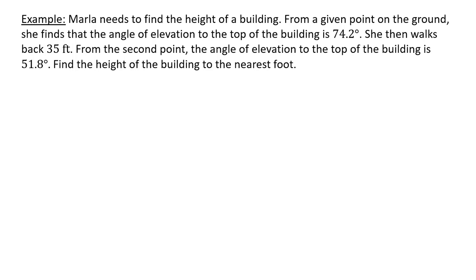From a given point on the ground, she finds that the angle of elevation to the top of the building is 74.2 degrees. She then walks back 35 feet. From the second point, the angle of elevation to the top of the building is 51.8 degrees. Find the height of the building to the nearest foot.